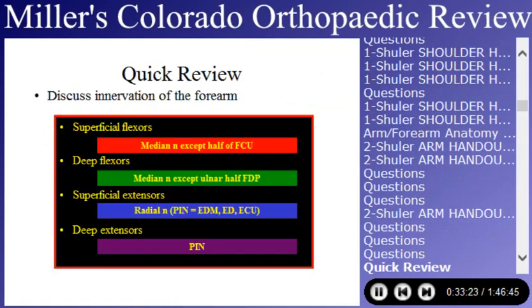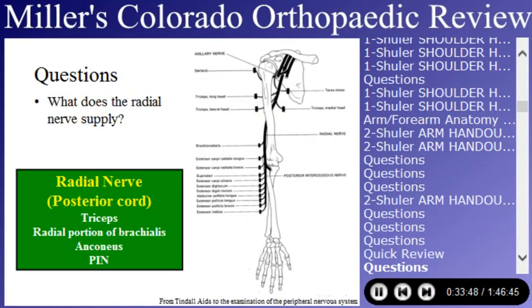Innervation of the forearm. This is actually something that Dr. Miller had in his review. Superficial flexors, real easy, median nerve except the half of the flexor carpi ulnaris. Deep flexors, also again median nerve except for the ulnar half, FDP. Superficial extensors is the radial nerve with the PIN innervating the ones I have highlighted. Deep extensors are the posterior interosseous nerve. Radial nerve supplies what? Triceps, radial portion of brachialis, anconeus, and posterior interosseous nerve.